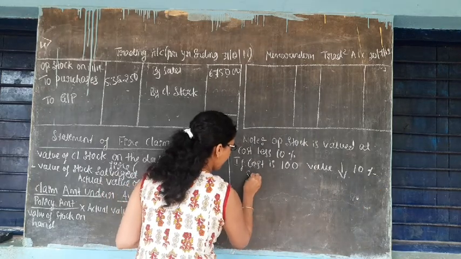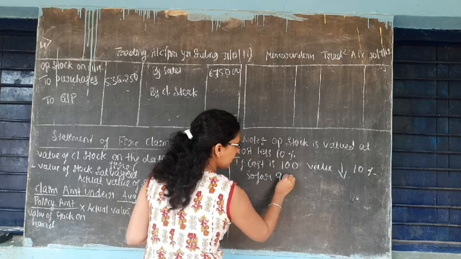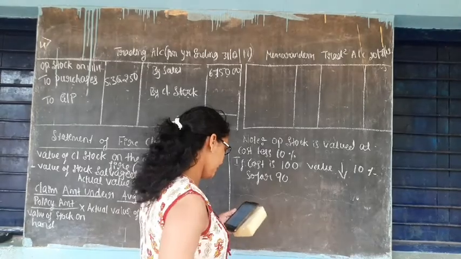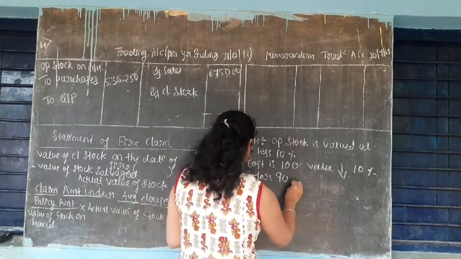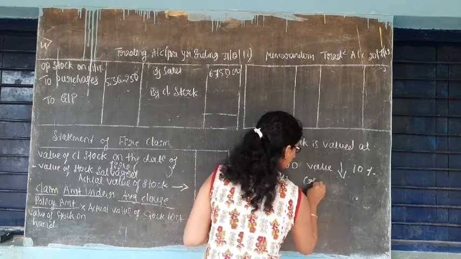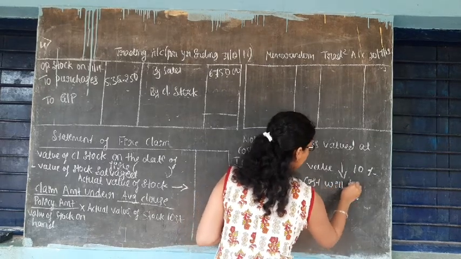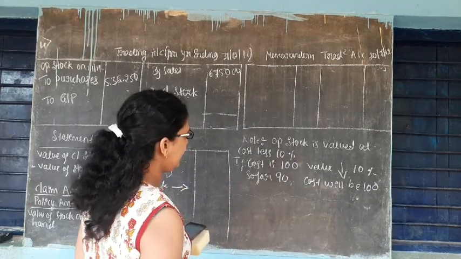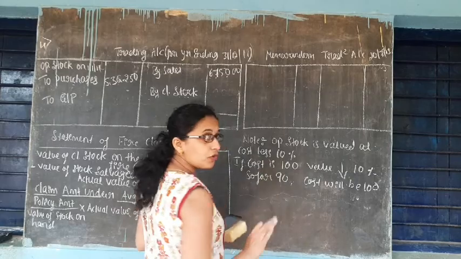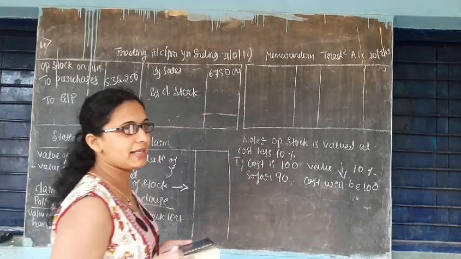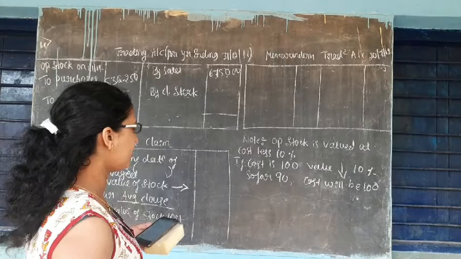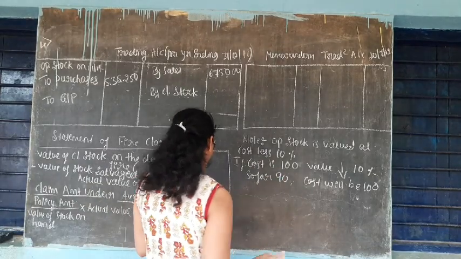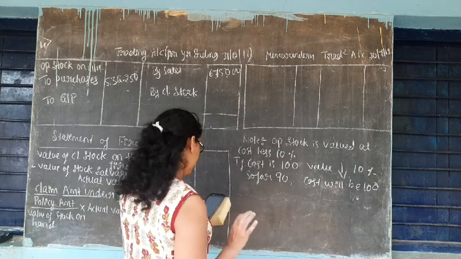So how much will it be? For 100 rupees, 10% means 10 rupees, which means 90 rupees. So for 90, what will the cost be? The cost will be 100. See here, they have the practice of mentioning the stock 10% less. So what happens here? If cost is 100, the value is reduced by 10% of 100 rupees, that is 90.